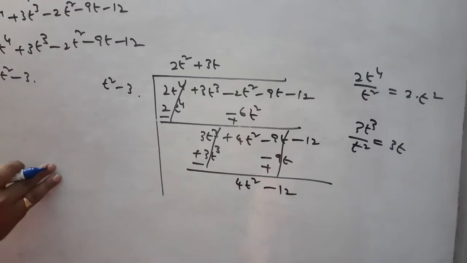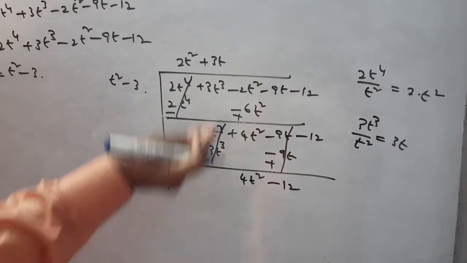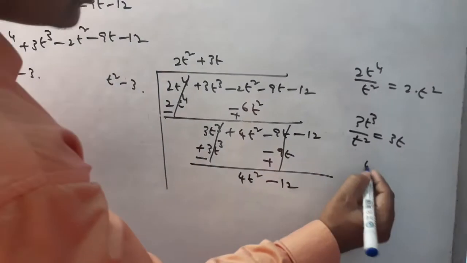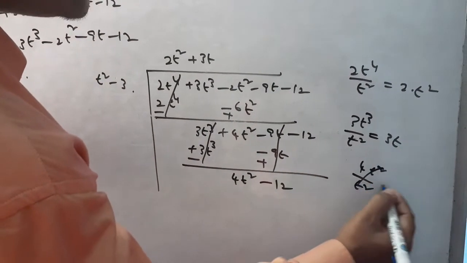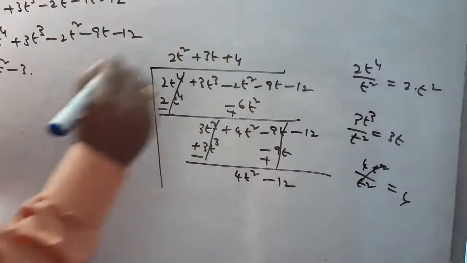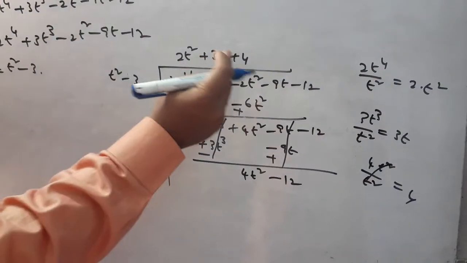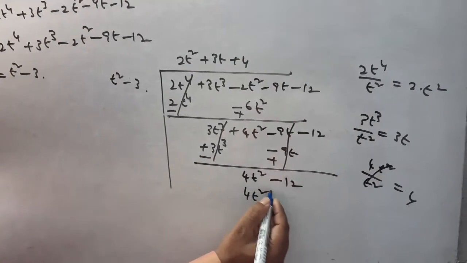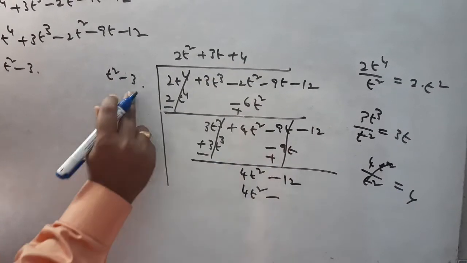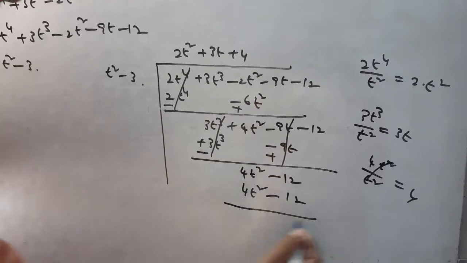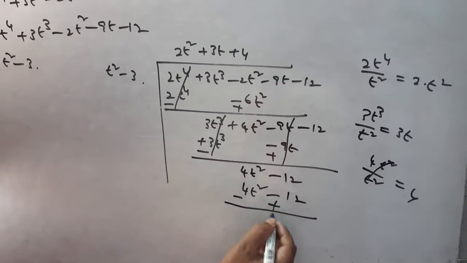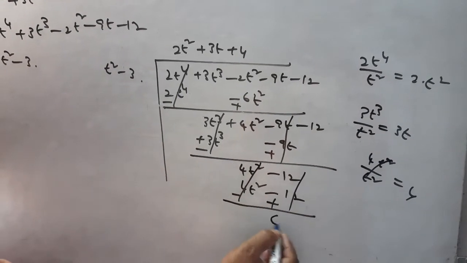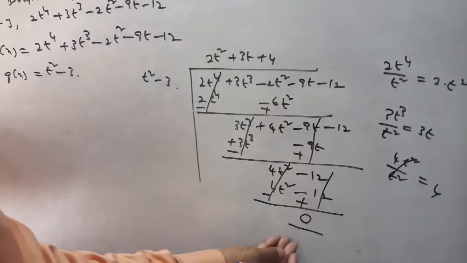The third term of the quotient: divide 4t square by t square, we will get 4. 4 is the third term of the quotient. So 4 is multiplied with this one, 4 into t square, we will get 4t square, minus into plus, minus 3 4s are 12. Here the signs will be changed, minus plus. Here this both will be cancelled, minus 12 plus 12 also cancel. Here 0. 0 is the remainder.